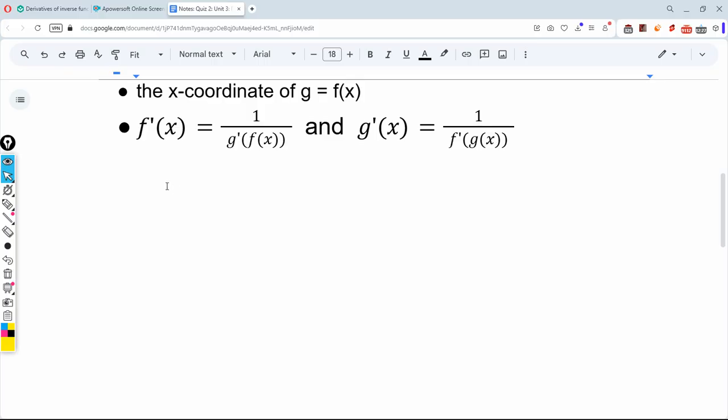For their derivatives, f prime of x equals 1 over g prime of f of x, and g prime of x equals 1 over f prime of g of x.